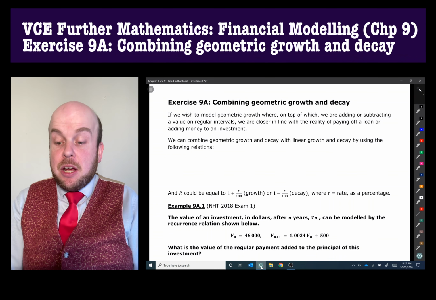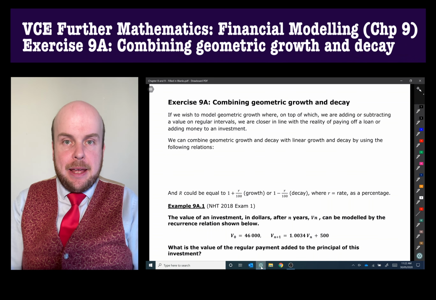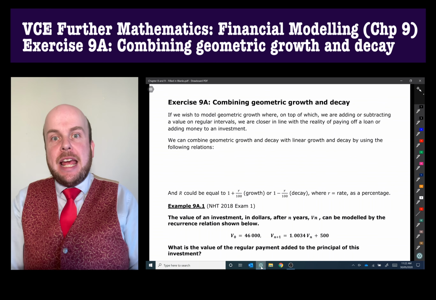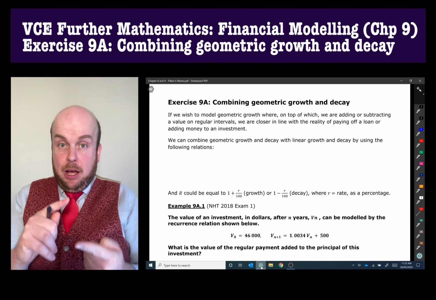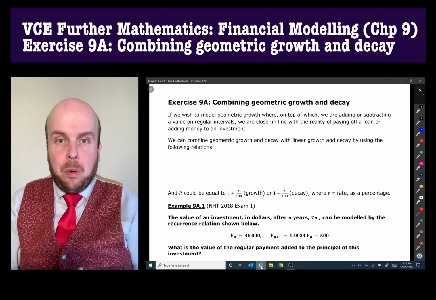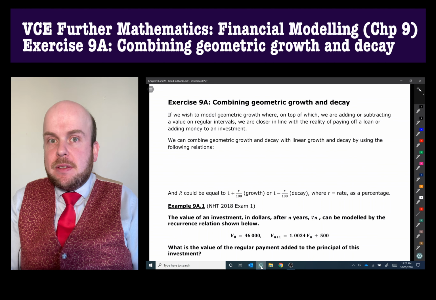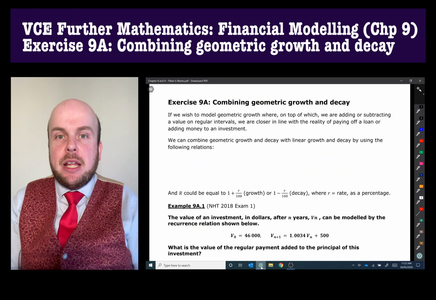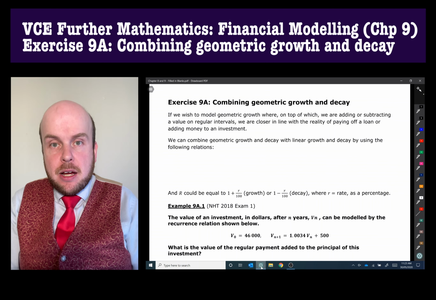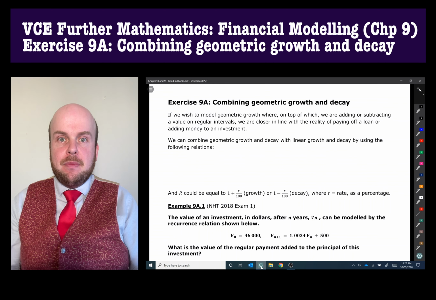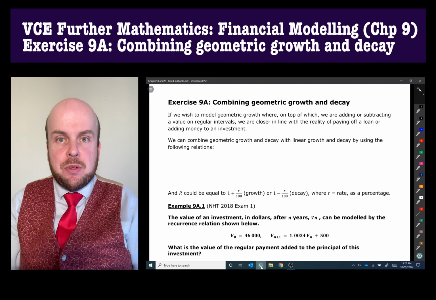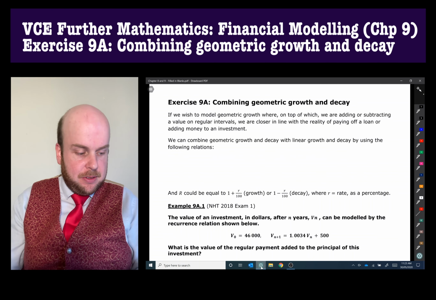Exercise 9A, combining geometric growth and decay. What this exercise is all about is taking what we know from compound interest and simple interest and combining them all together. This is all about calculating compound interest and then making additional linear repayments. We can start by finding out what the recurrence relations would be in these scenarios.